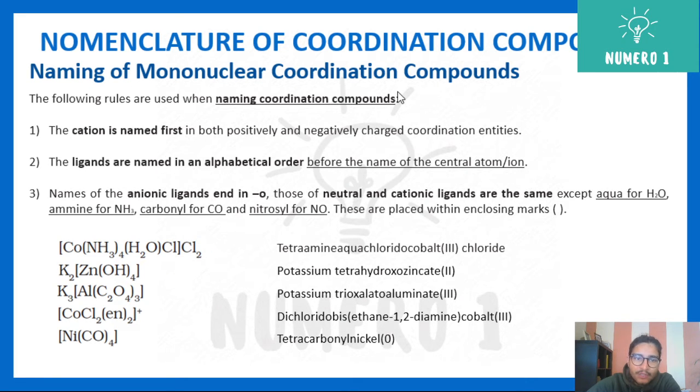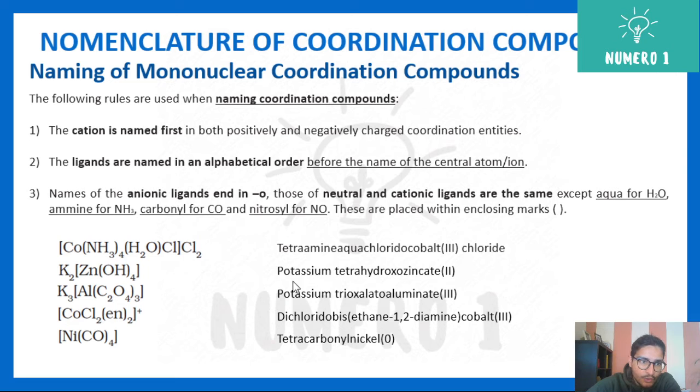For naming also we have certain rules. The same examples are used. The cation is named first. You can see this is your cation part, and this is your anion part. Cation is always named first. Here the cation is the coordination sphere, so we name the coordination sphere first and then the anion part. In the same way, here potassium is my cation, so I start with potassium, whereas here chloride is my anion, so I end with chloride.